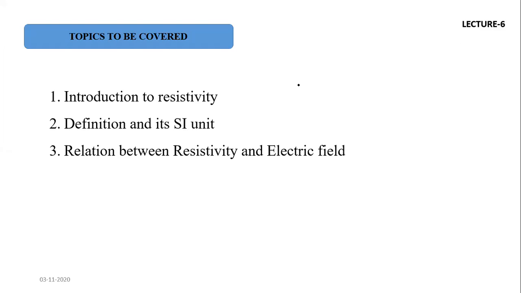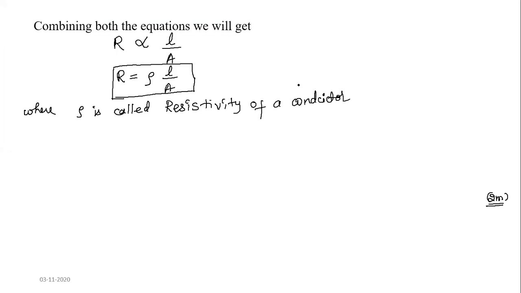After that, in the last equation, we got R is equal to rho into L divided by A, where R is the resistance of the conductor, L is the length of the conductor, A is the area of the conductor, and rho is the resistivity of the conductor. Now we are going to study in detail what is meant by this resistivity.